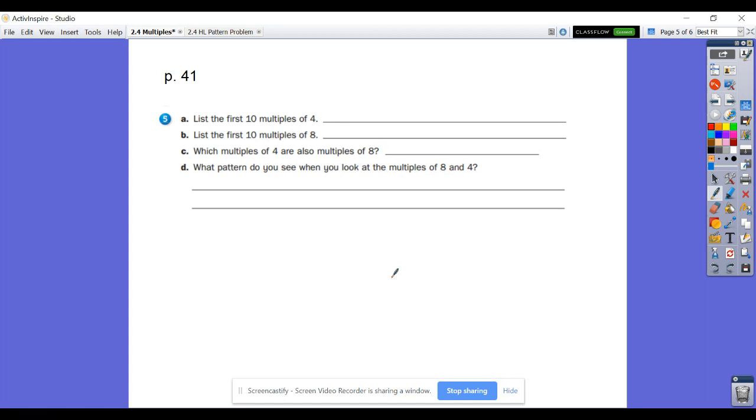Okay, so list the first 10 multiples of 4. We got this. If you need to use a multiplication chart, you can, but otherwise we know we're just going to skip count: 4, 8, 4 times 3 is 12. 4 times 4 is 16. 4 times 5 is 20. 4 times 6 is 24. 4 times 7 is 28. 4 times 8 is 32. 4 times 9 is 36. And 4 times 10 is 40.